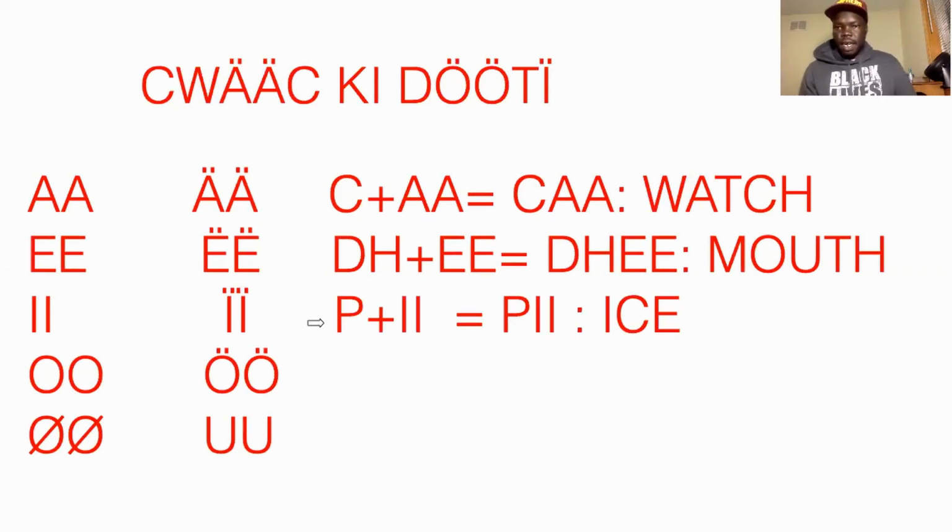All right, so the third word. You have P and double E. P, E. You put them together, you will make a sound P. The plural form of eyes in Dha Anywaa is P.